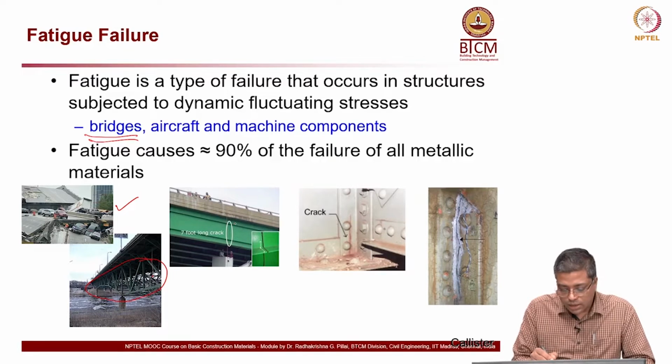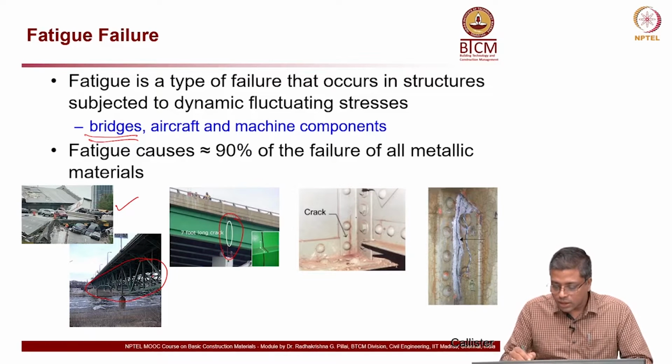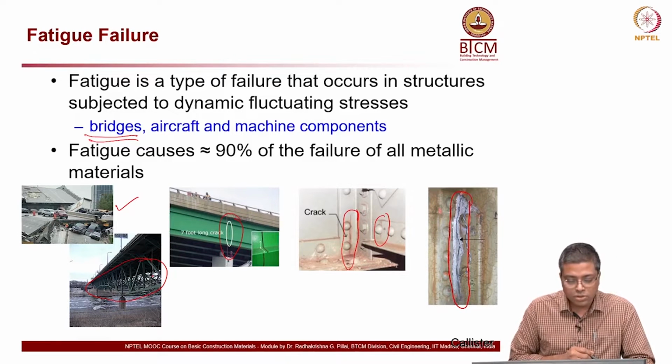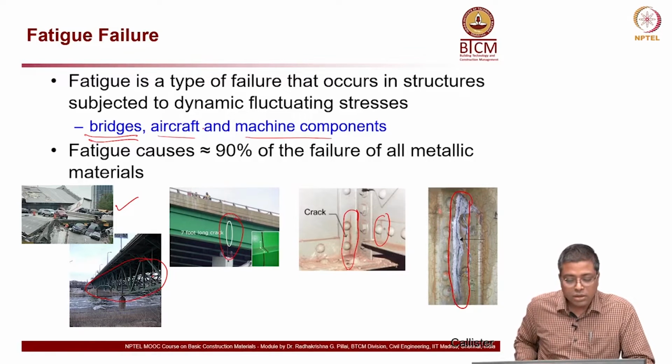And you can see another example where there is a 7-foot long crack on a bridge. Okay, it is a steel girder. Here is another example where you can see another crack on the steel members, and here is another crack on a steel member. So, there are many steel bridges which are vulnerable to fatigue failure. Other industries, like aircraft and machine components, also experience severe fatigue related distresses.